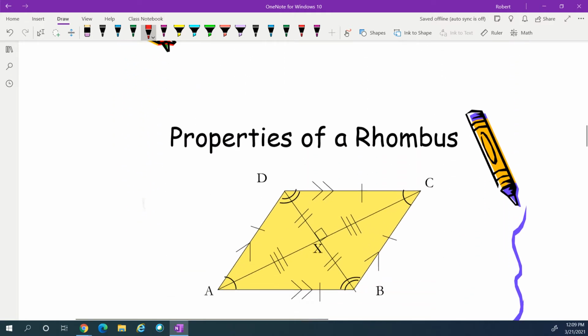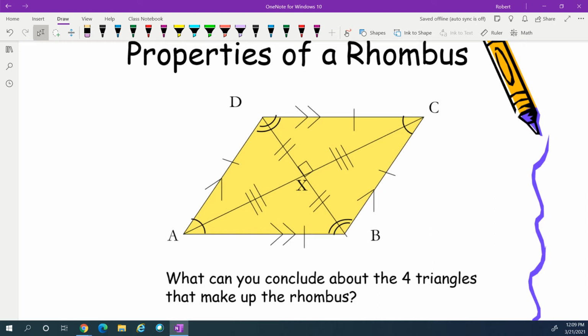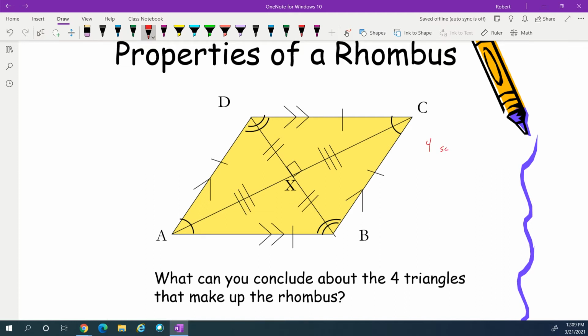So let's take a look at our picture here with all of the properties labeled in. And we're asked, what can we determine about these four triangles that make up a rhombus? We have seen this kind of question before. Well, we have four scalene triangles. In fact, more specifically, we have four right scalene triangles. In a parallelogram, they were scalene. In a rhombus, they are right scalene. And if we look carefully, all four triangles are congruent. Instead of just the opposite pairs, that's still true, but now they're all congruent. So again, what was true for a parallelogram is still true, but as the shape gets more specialized, the triangles that make it up get more specialized as well.